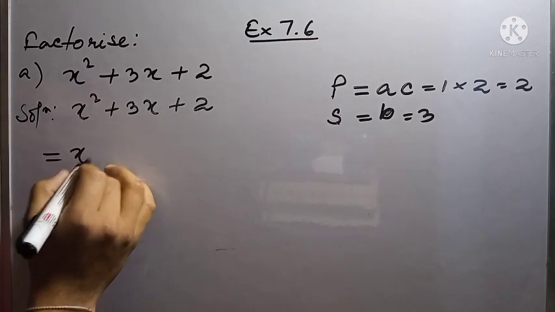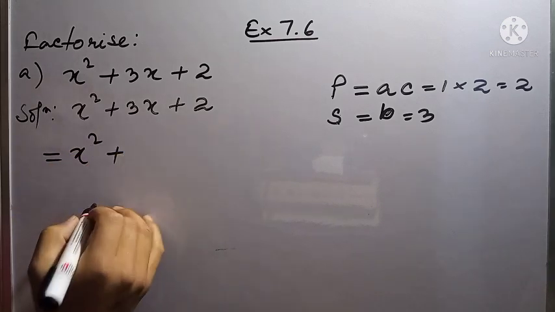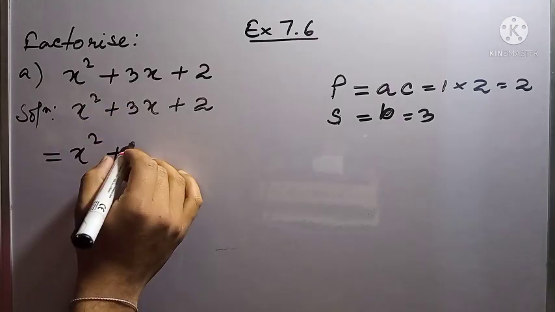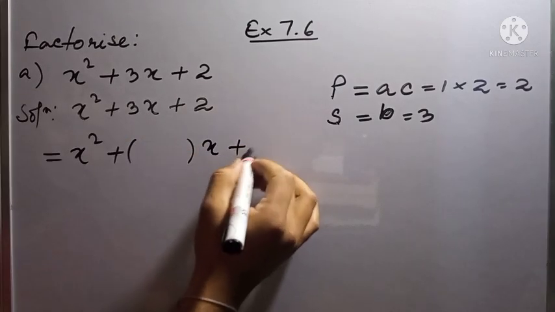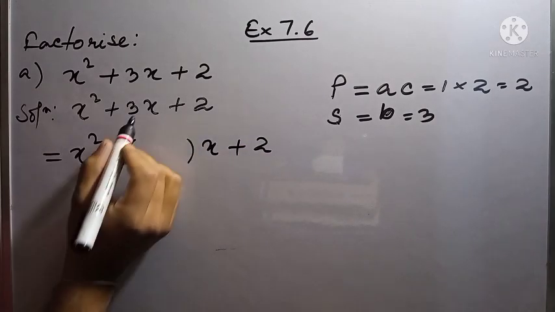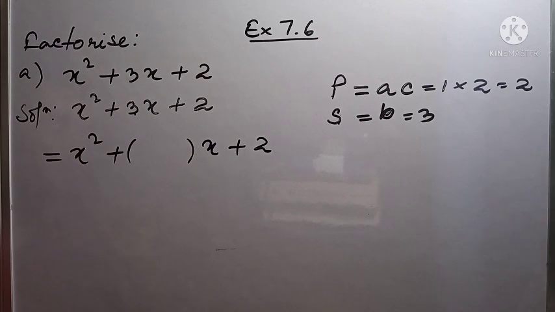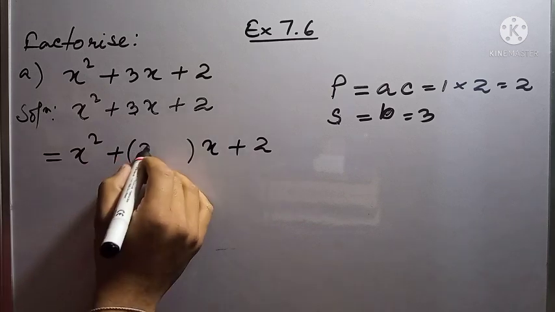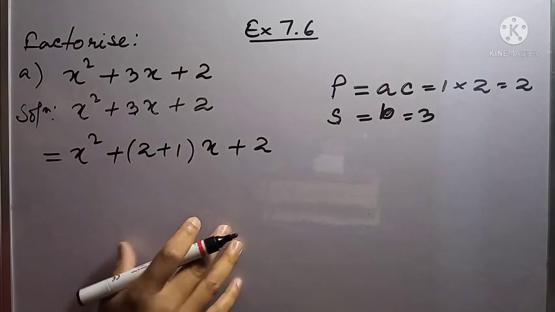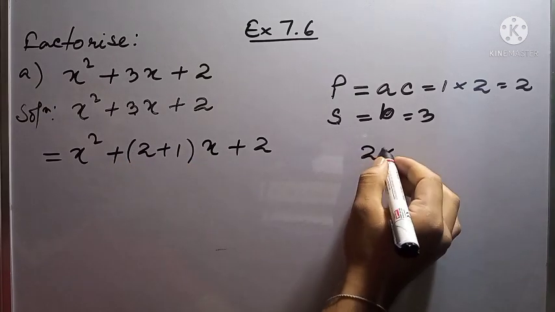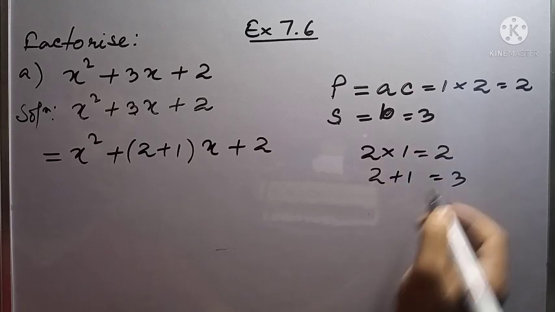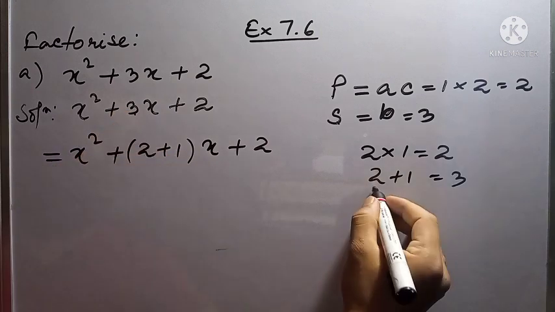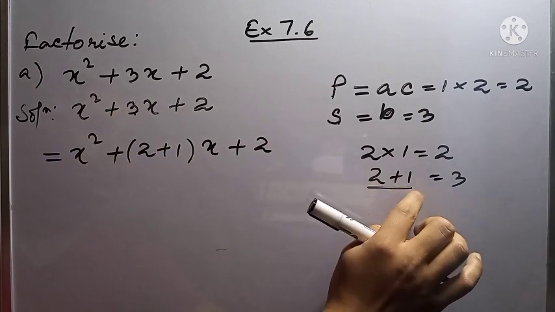Equal to x square plus. In place of this 3, what am I going to write? This x I'll write first, then plus 2. Let me repeat. In place of this 3, we're going to write 2 plus 1. I have shown you before: 2 into 1, you get 2, and 2 plus 1, you get 3. So in place of this 3, you have to write 2 plus 1.